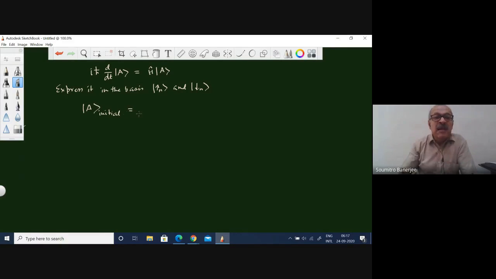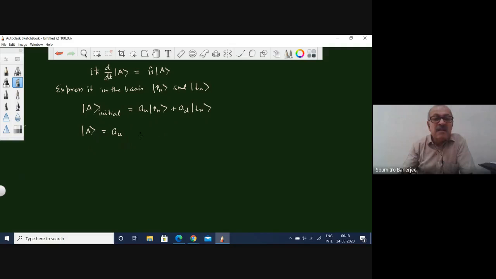It will be some linear combination of these two basis vectors, and so we can write A_up |n⟩ plus A_down |n⟩. Okay, so this is the expanded form of the initial state vector in terms of the eigenvectors, and then we can write A at any given time as again the same thing. There will be this term, there will be a phase factor times this eigenvector.